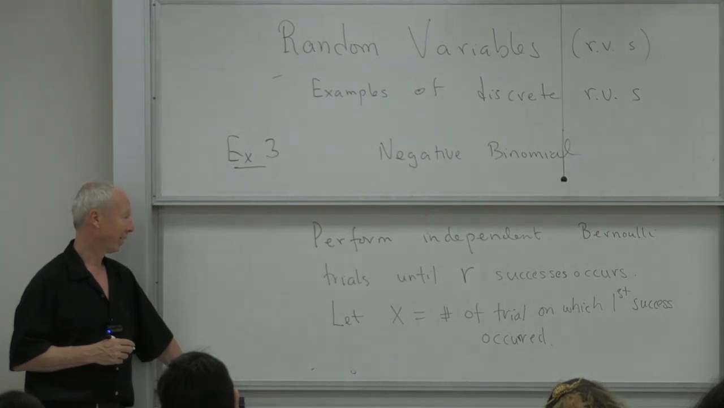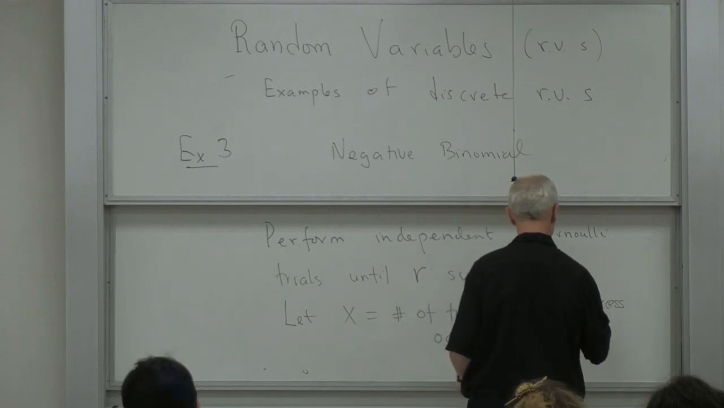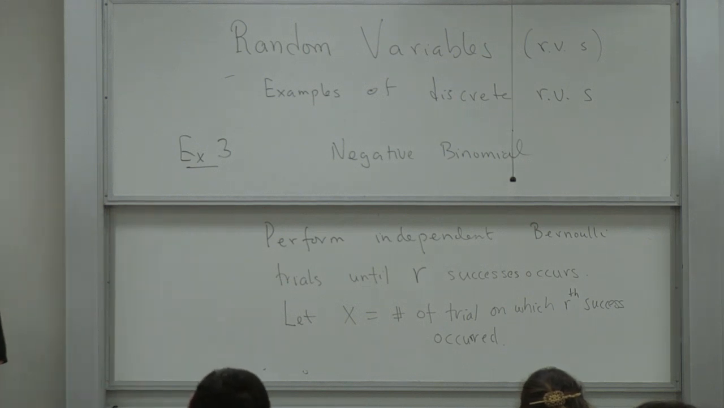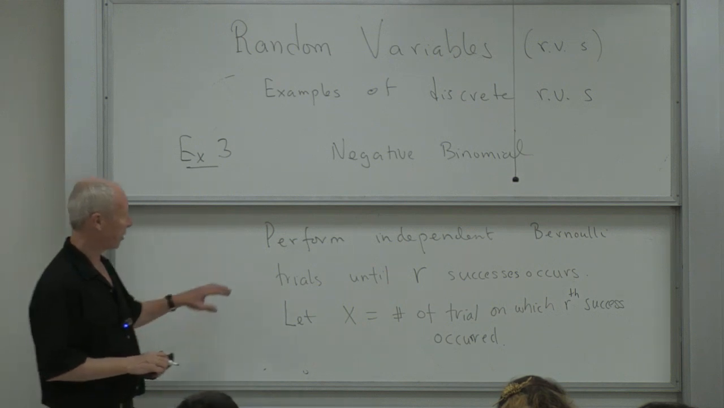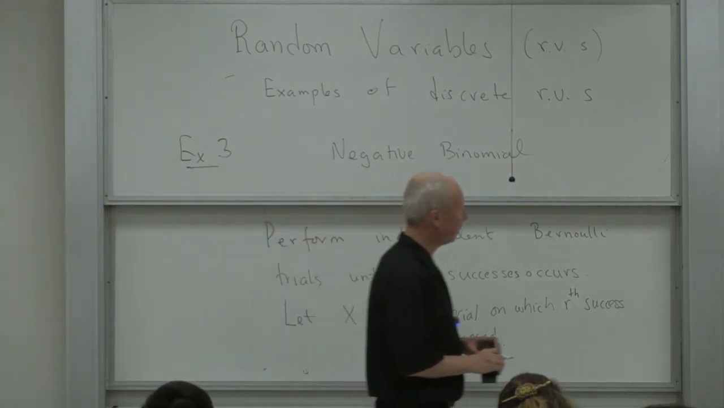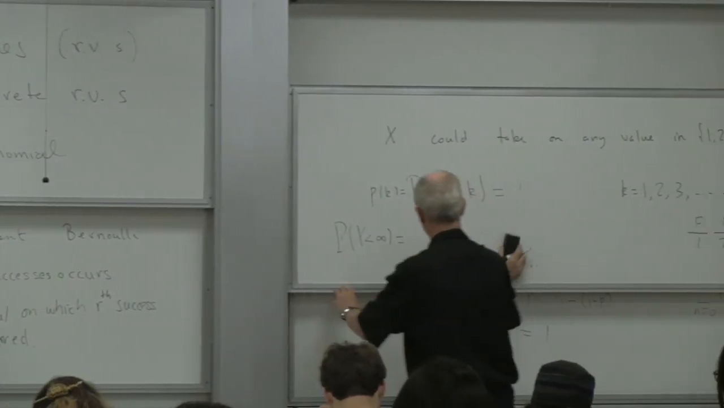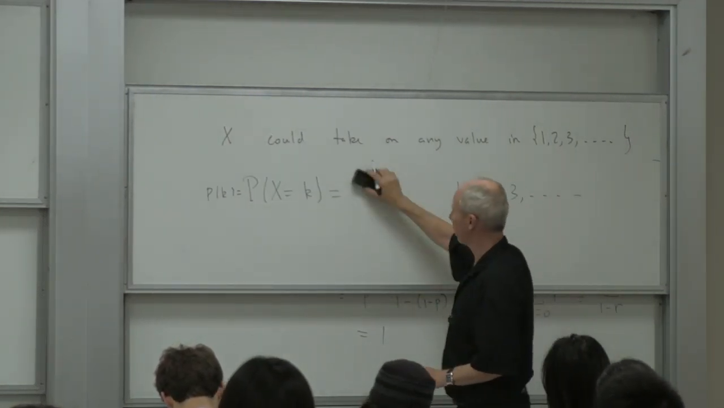Or maybe not. So X would be the number of the trial in which the rth success occurs. So this is asking how many trials did I have to do before I got my rth success? So how many free throws do I have to throw until I've made 10? That's the X. And probability of success here will be p, and failure again 1 minus p. So let's try to write down the PMF for our new random variable.